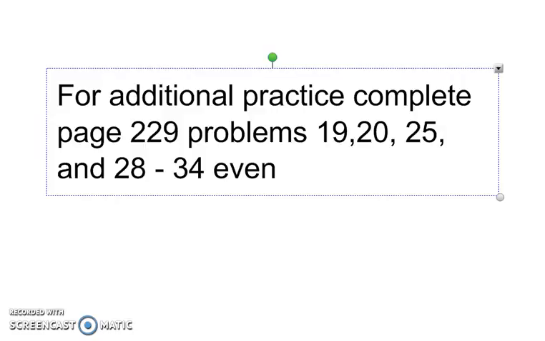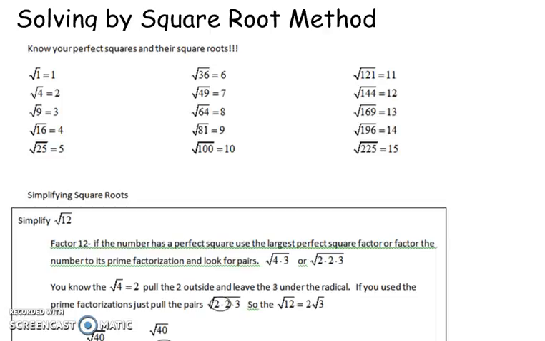Now, let's look at using the square root method. To solve by using the square root method, we must first understand how to simplify radicals. Listed are your first 15 perfect squares and their square roots. When you recognize these numbers, it can make simplifying the square roots easier.